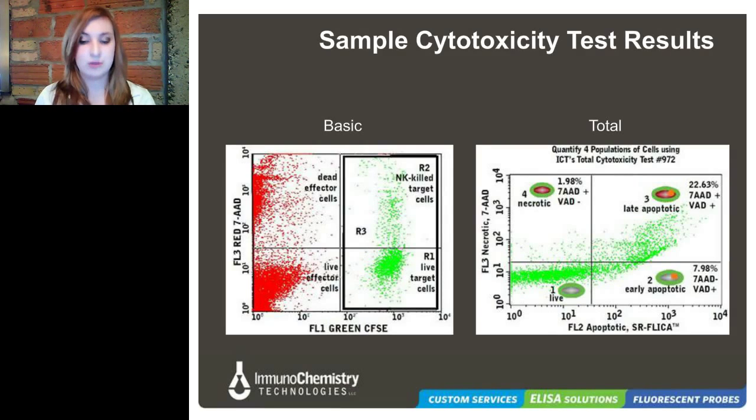And I just want to point out that quadrant 2 is of particular interest as no other method, such as PI staining or other assays, can identify this additional population of cells. The overall takeaway here is that researchers can now include apoptotic cells in their analysis of cytotoxicity, which does lead to more accurate results.